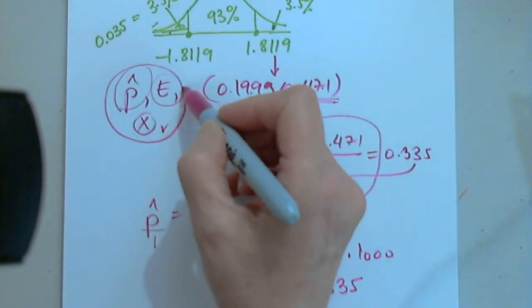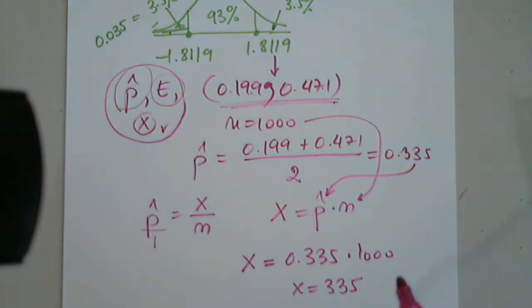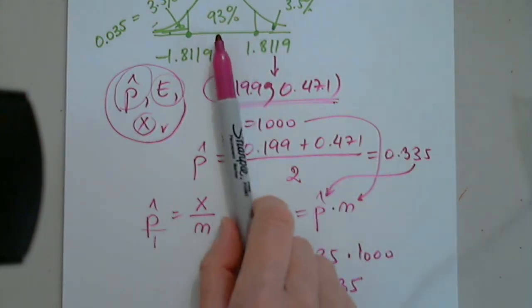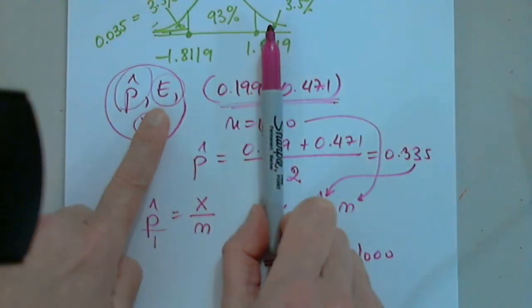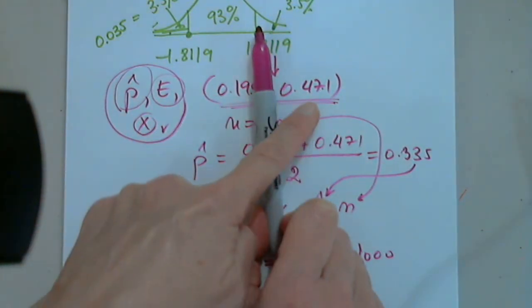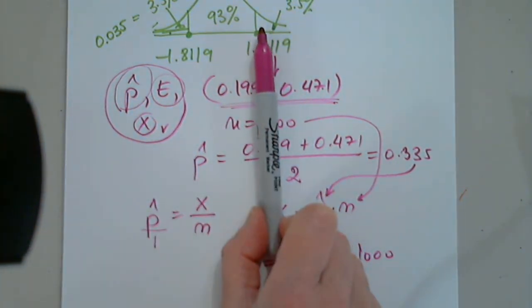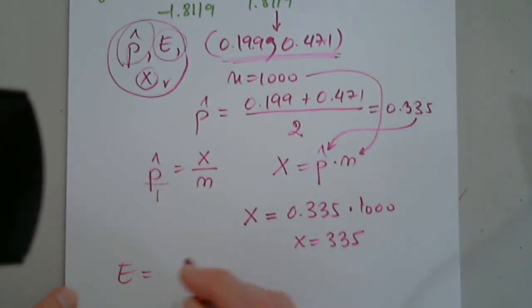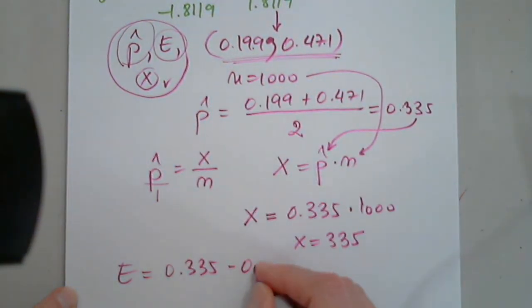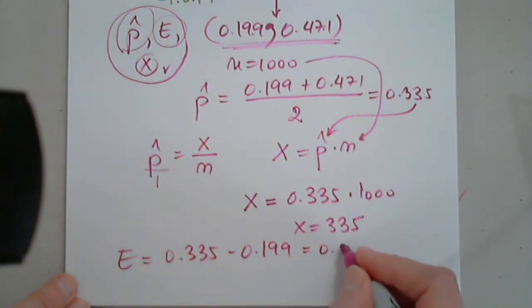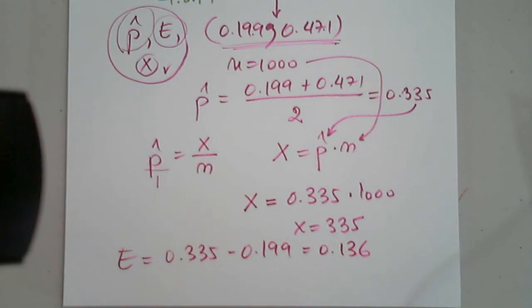Now we need to determine the margin of error. Very simple, because we already discussed that. If this is right in the middle, 0.335, I have two ways of determining the margin of error. 0.335 minus this number, or 0.471 minus 0.335. The answer has to be the same. So the margin of error is this minus this. 0.335 minus 0.199, which is 0.136. Yep. Very good.